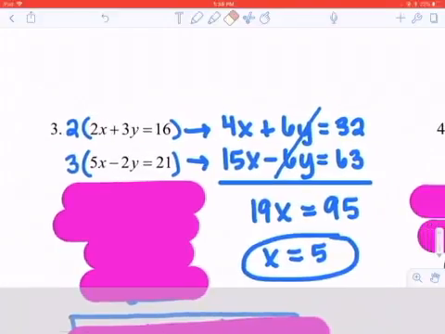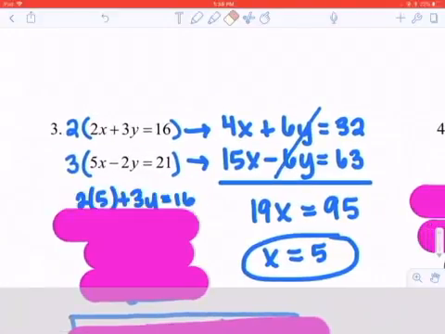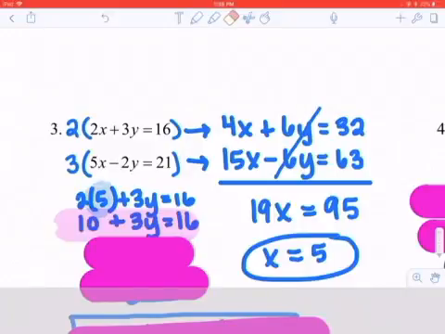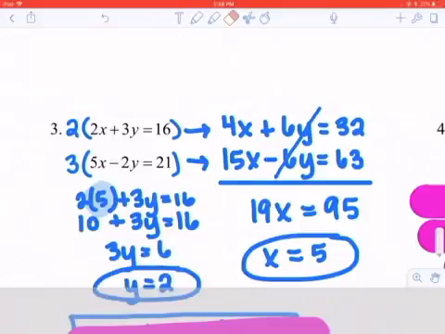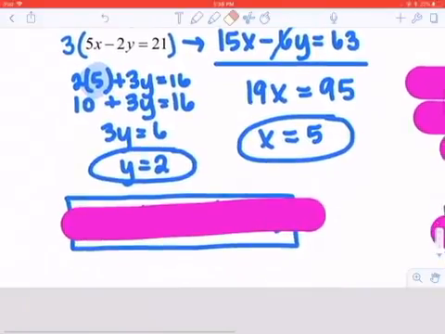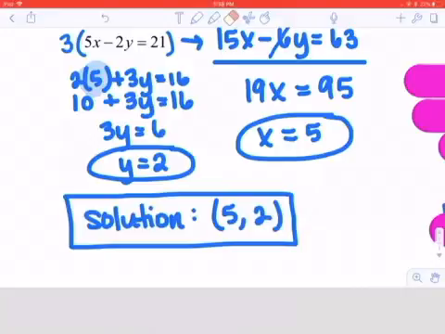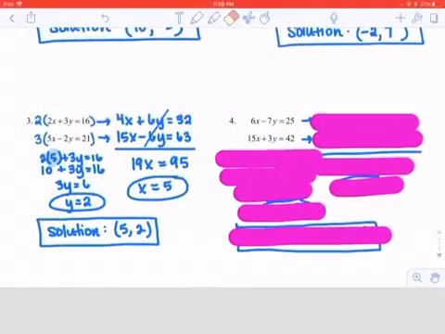So we're going to take that x value, substitute it into one of our equations. I went with the first one. 2 times 5 plus 3y equals 16. 10 plus 3y equals 16. Subtract your 10. 3y equals 6. Divide by 3. y equals 2. Our solution is 5, negative 2. Number 4.